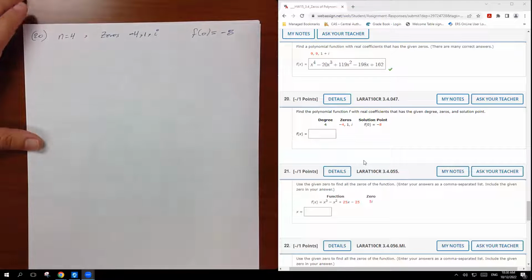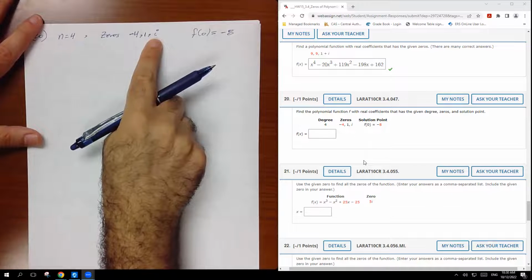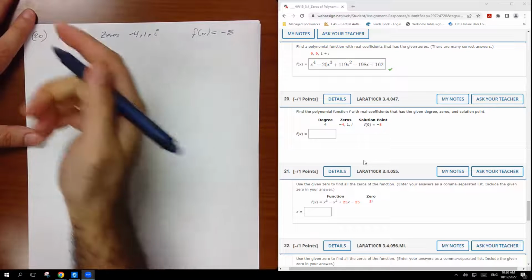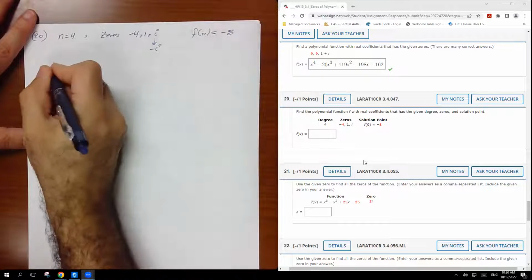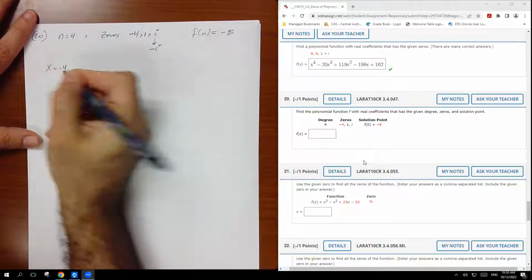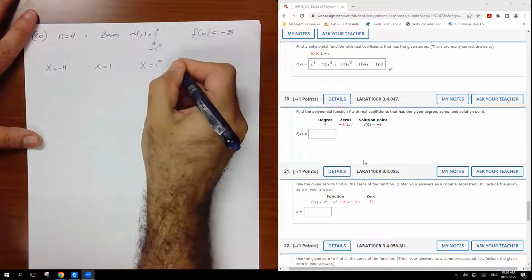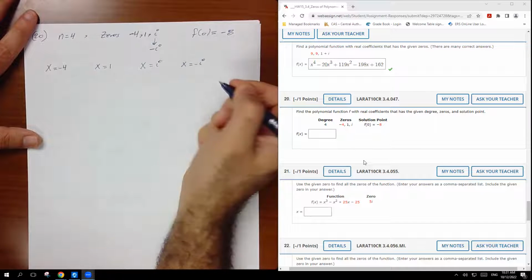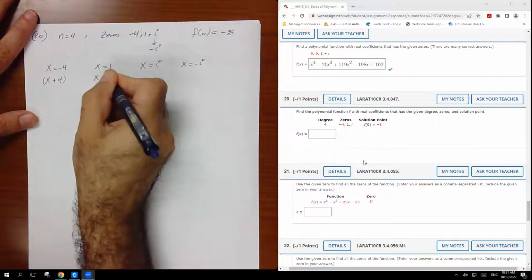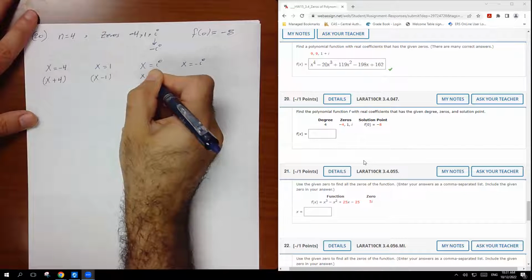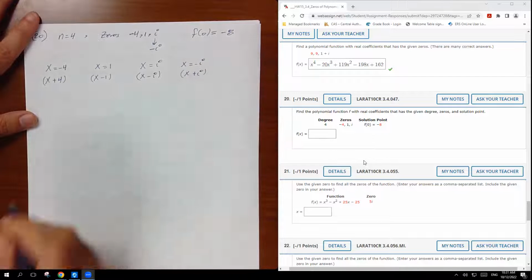So here's the information we have, the degree and the zeros. We have a complex number here as a zero. That means the conjugate, negative i, is also a zero. So the zeros are x equals negative 4, x equals 1, x equals i, and x equals negative i. That means the factors are x plus 4, x minus 1, x minus i, and x plus i. Here are the zeros we have.